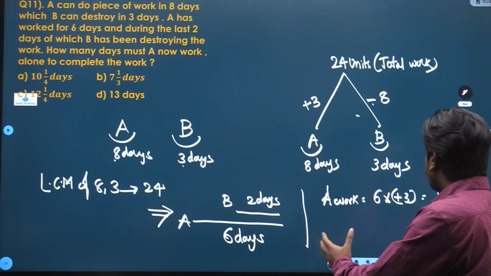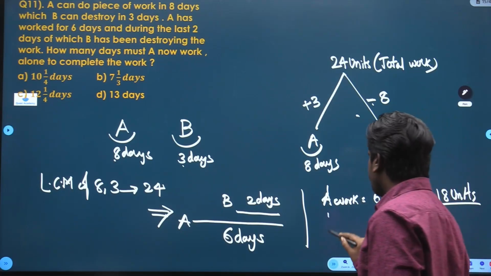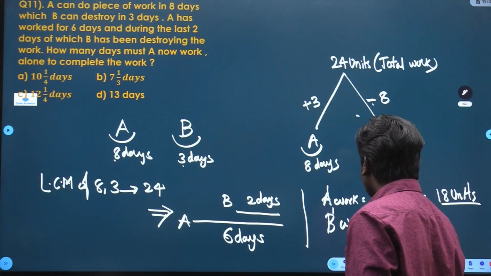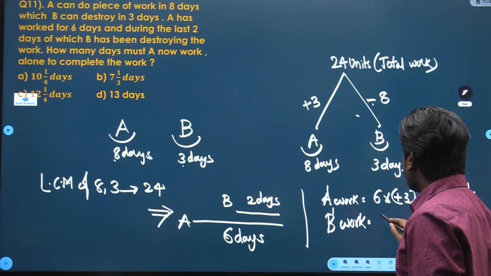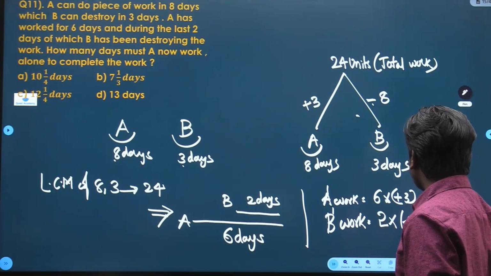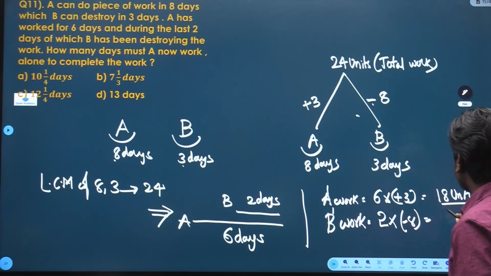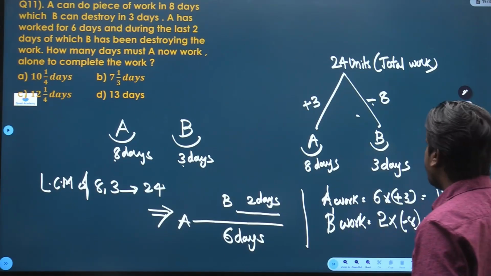Now A has constructed, for example, the building. So A has done 18 units of work for these 6 days. But B's work is demolition. So B has demolished the building for the last 2 days. He has worked for 2 days, and what is his efficiency? Minus 8. So he has destroyed how much? 16 units of work.